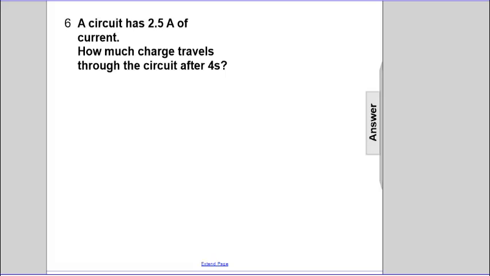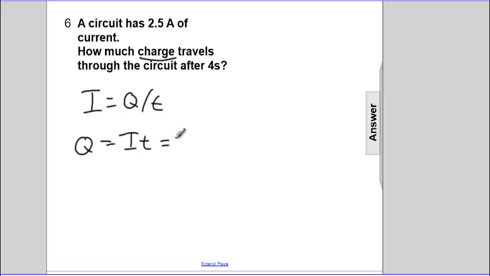Last problem. Let's finish it out. I'm just going to solve this without writing the equation. All right, let's do it. Now, let's be consistent. I is Q over T. We're going to solve for how much charge. So Q is I times T.